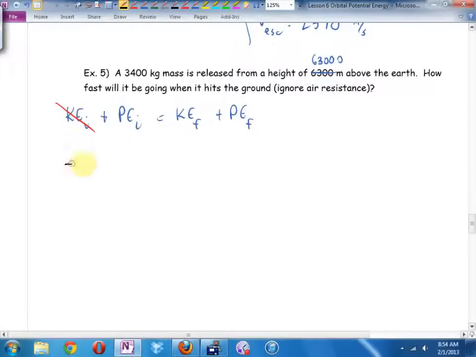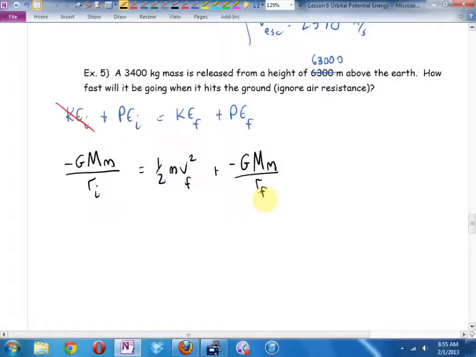This is going to be negative big G big M little m over R initial equals a half little m V final squared plus negative big G big M little m all over R final. Okay, I guess they didn't need to tell me that the mass was 3,400 kilograms. I think, to get rid of the one half, since I'm trying to find V, I'm going to go times 2, times 2, times 2, and that'll get rid of the 1/2. Is that okay?